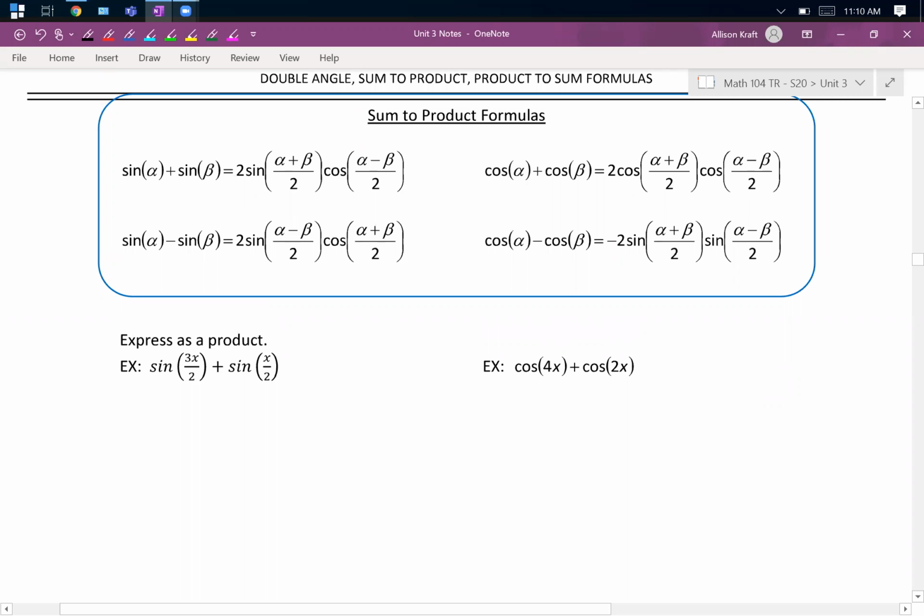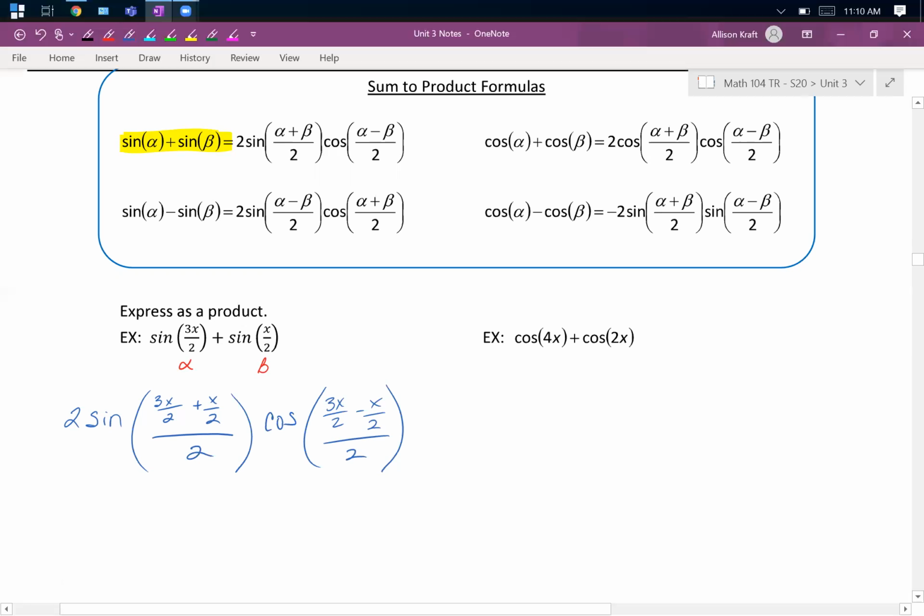So our directions are to express as a product. We have sine of 3x over 2 plus sine of x over 2. So I'm adding two sines together, which is the left side of our first formula. The 3x over 2 is our alpha, the x over 2 is our beta. Now we're going to plug it into the right side of our formula and clean it up. We get 2 sine of (3x over 2 plus x over 2) all over 2, cosine of (3x over 2 minus x over 2) all over 2.